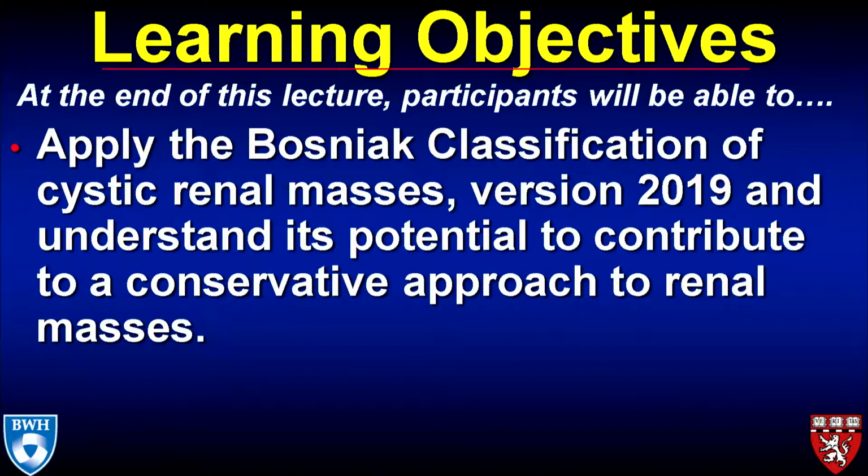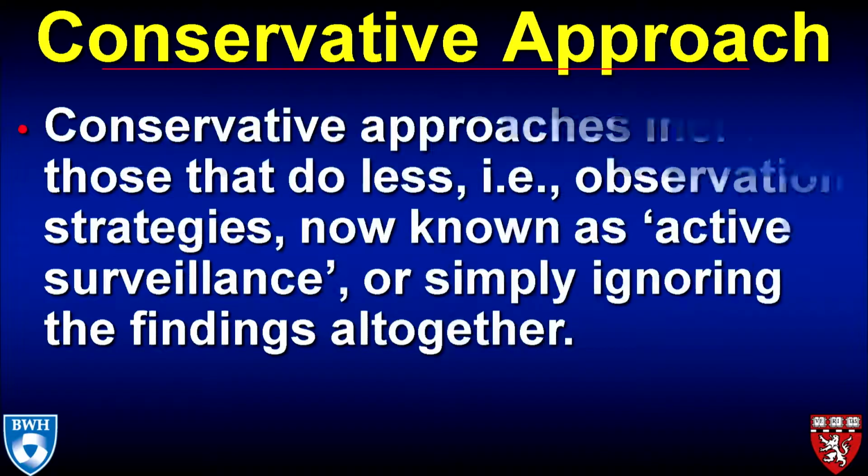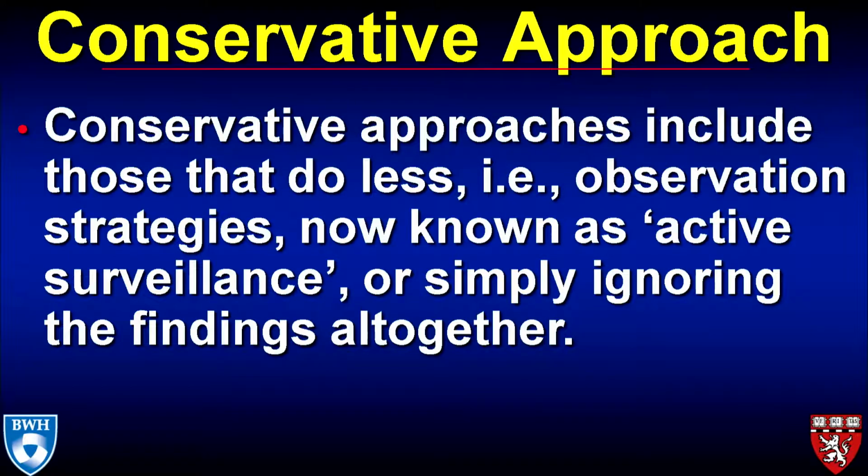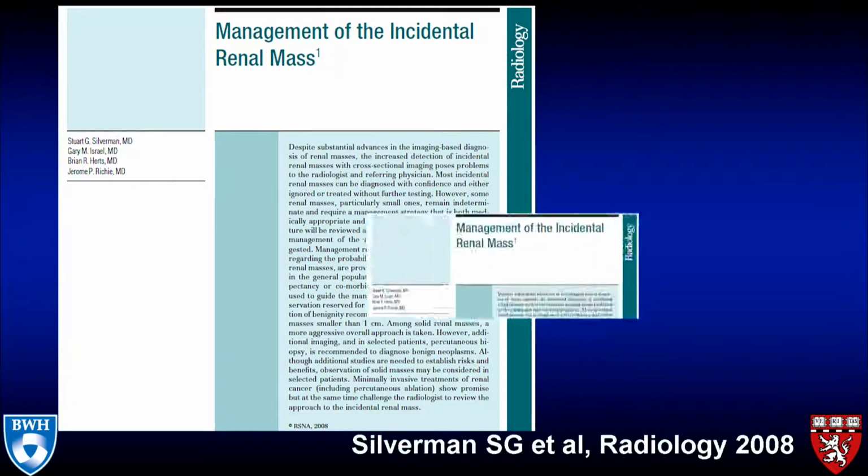And finally, to apply the Bosniak classification version 2019 and understand its potential to contribute to this conservative approach. What we mean by conservative is doing less. We're conserving healthcare resources, if you will, through either active surveillance rather than surgery, or simply ignoring the lesions altogether.